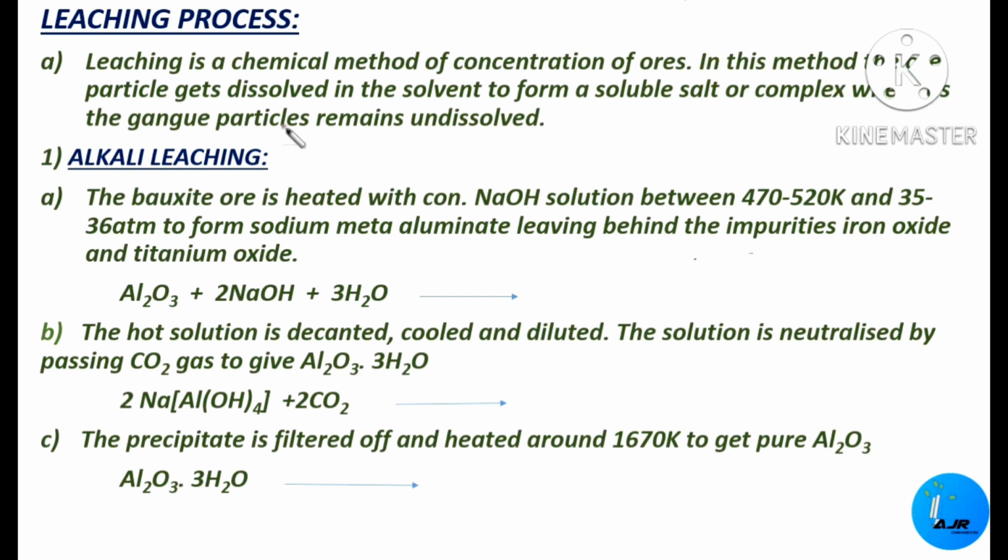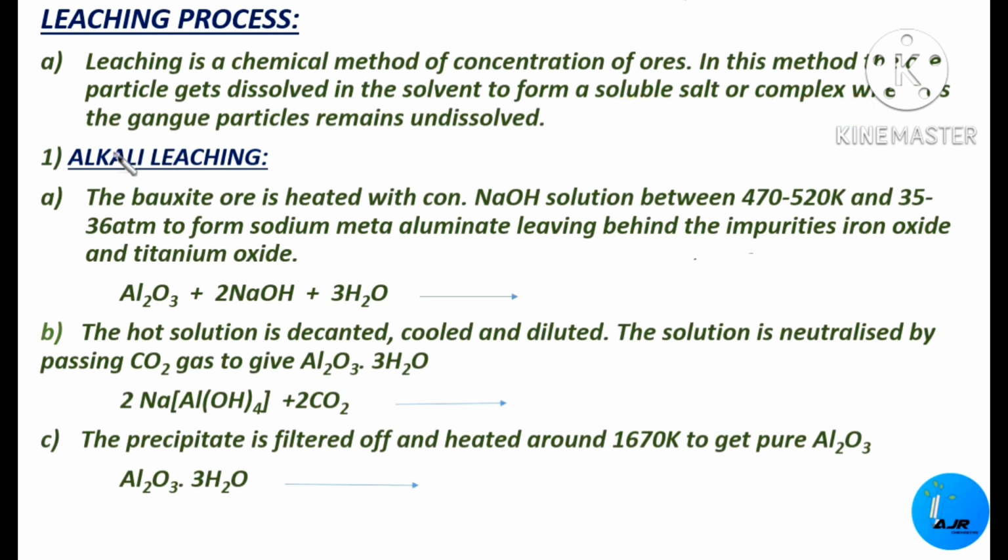In this method, the ore particles get dissolved in the solvent to form a soluble salt or complex, whereas the impurities or the gangue particles remain undissolved. So in the leaching process, the impurities remain undissolved, whereas the ore particle will be mixing with the solvent, forming a soluble salt or complex which can be removed.